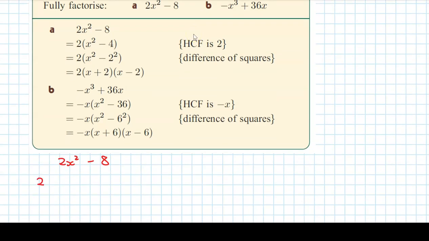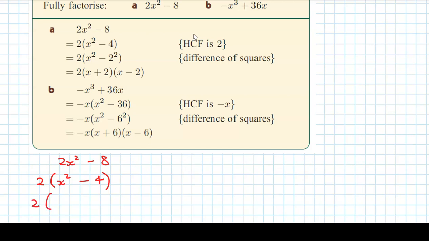Put it to the side, on the left-hand side, and then ask yourself, how do we go from 2 to 2x squared? We multiply that by x squared. And how do we go from 2 to 8? We times that by 4. Okay, so all we've done is just extracted out the highest common factor, which in that case is 2. Now we want to do exactly like we just did in example 11. Just leaving that 2 out on the side there, and then away we go.